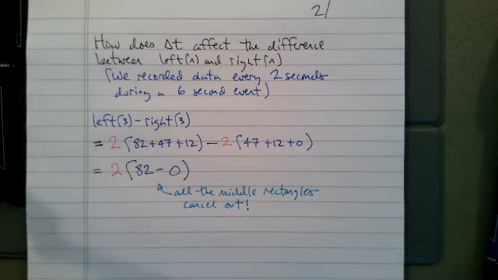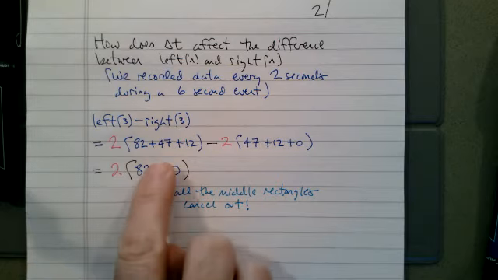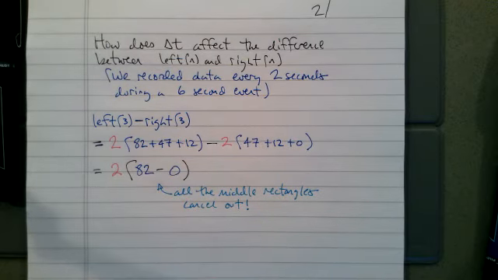All the middle rectangles cancel out when we're doing left 3 minus right 3. Everybody see that happen? Now, if we had more data, if we had, say, 12 subintervals, I would use 10 of them in the middle, or the 11 numbers in the middle.